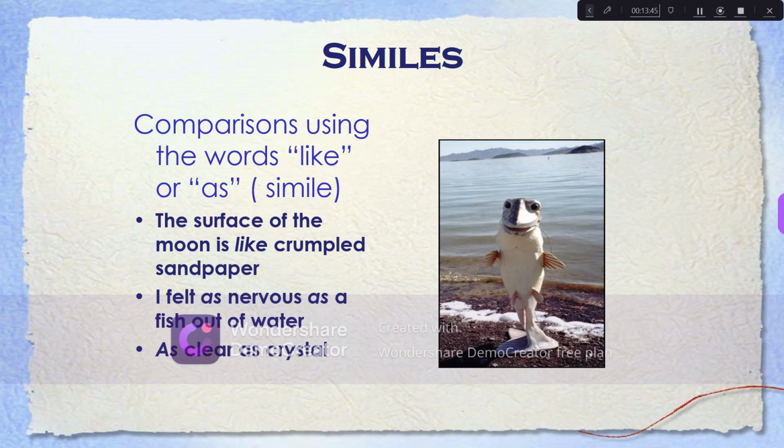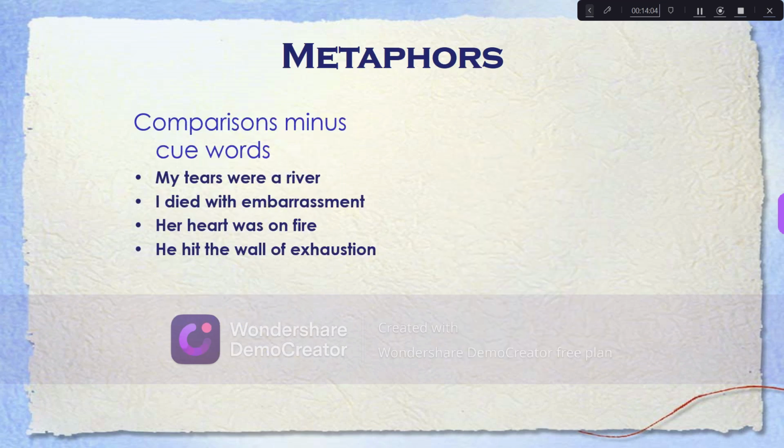Similes. Comparisons using the word like or as are similes. The surface of the moon is like crumpled sandpaper. I felt as nervous as a fish out of water, as clear as crystal. Metaphors. My tears were a river. I died with embarrassment. Her heart was on fire. He hit the wall of expression.